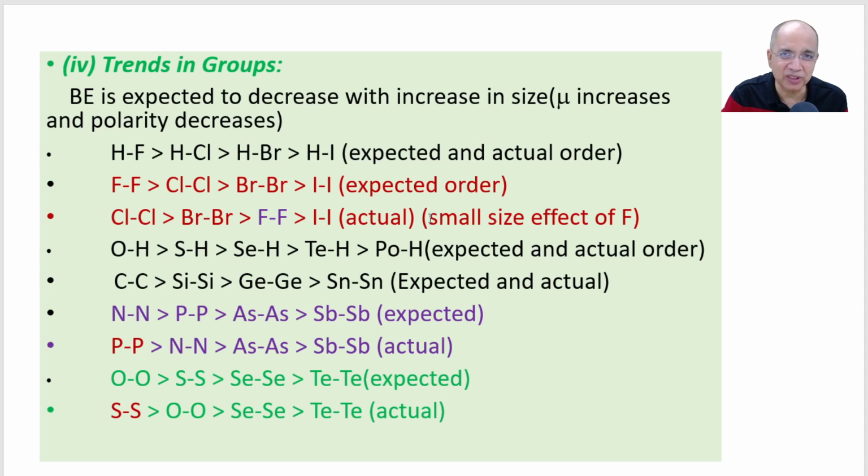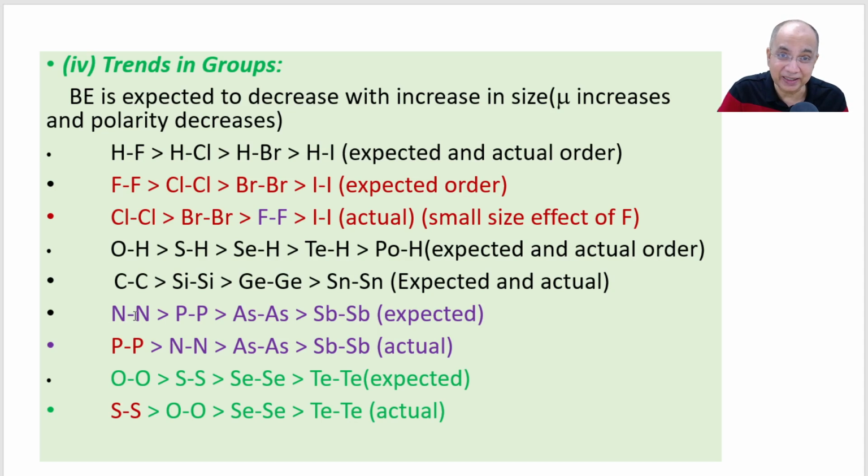Fluorine is a very small size atom and there are three lone pairs, and the carbon family doesn't have a lone pair, so such an anomaly is not expected. Not expected also. So also found the same. But the nitrogen and oxygen family, they do have lone pairs. So that is the reason why the expected bond energy trend is this.